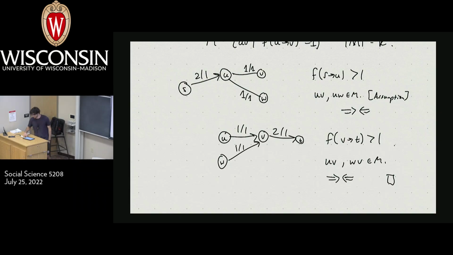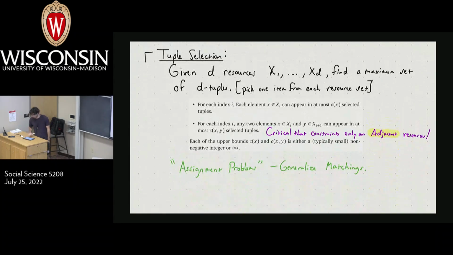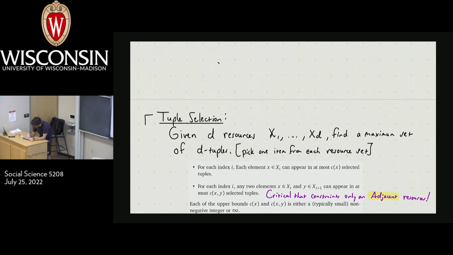Okay, I'll move on to the next one then. So tuple selection is just a generalization of bipartite matching, but instead of bipartite, it looks like this. So we have multiple segments, basically.